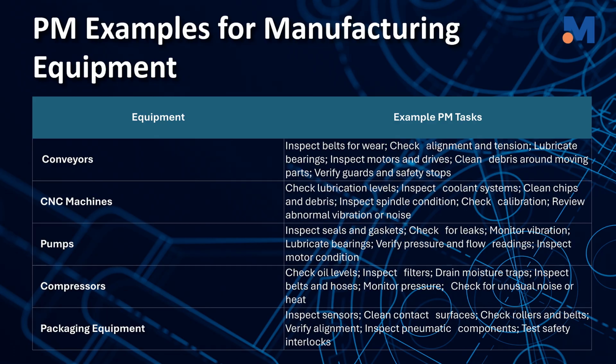For packaging equipment, inspect sensors. Clean contact surfaces. Check rollers and belts. Verify alignment. Inspect pneumatic components. Test safety interlocks. The best PM examples are specific, measurable, and tied to the asset's real failure risks.